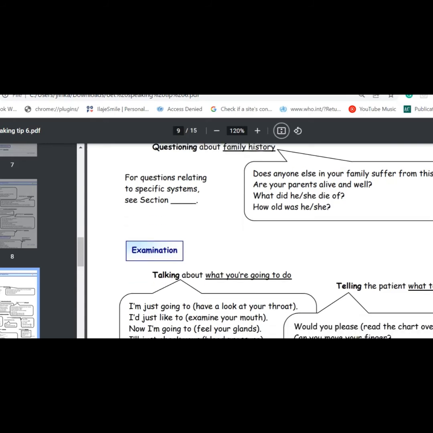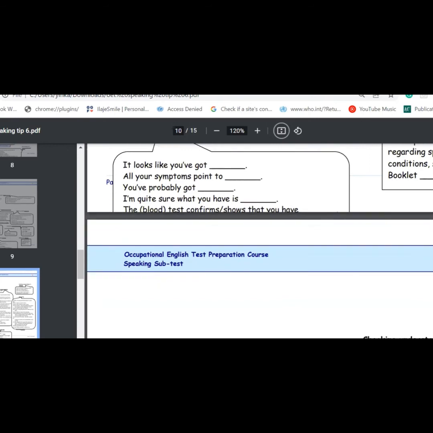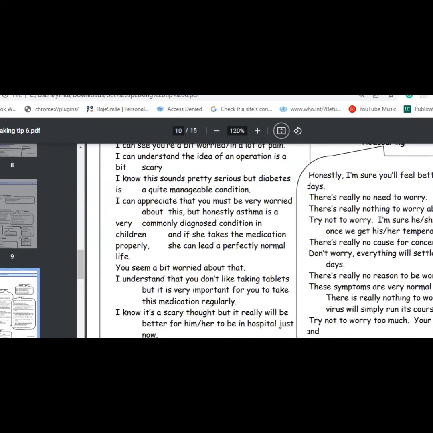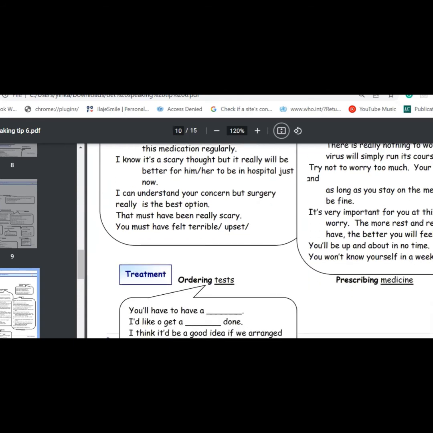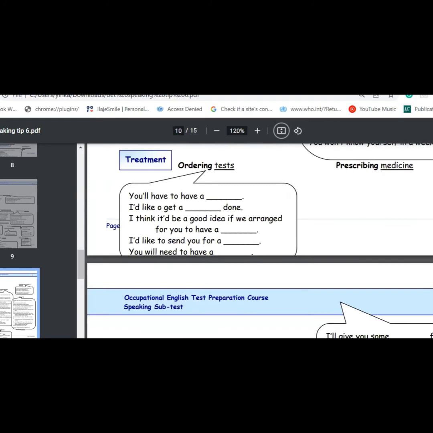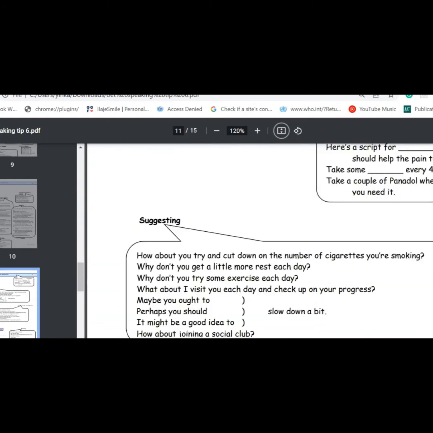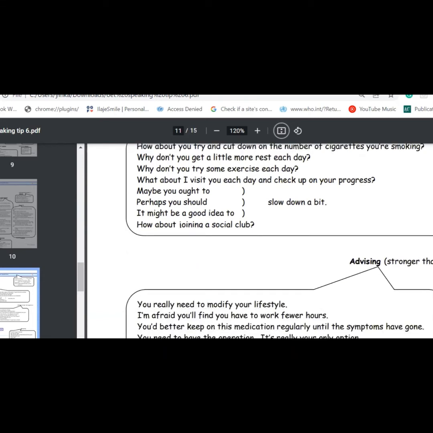Question is there examination, diagnosis, acknowledging. How do you acknowledge? How do you reassure a patient? So these are the examples of things you can say to reassure a patient or to acknowledge their feeling, which is also very important. How do you tell the patient about the treatment, ordering tests, prescribing, suggesting, maybe you are trying to suggest a treatment plan or an approach.